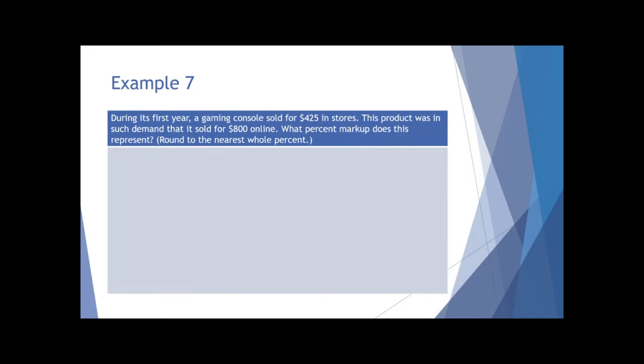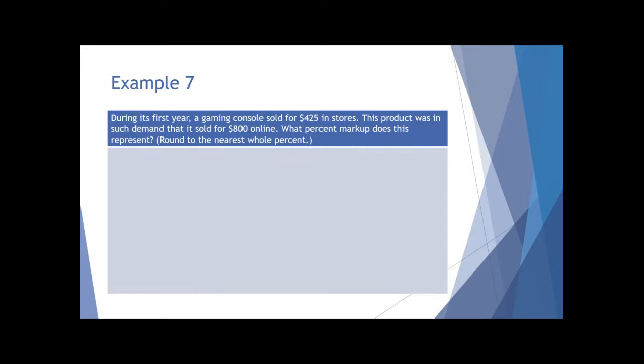Okay. And then here's another one. This time we're looking for the percent. So during its first year, a gaming console sold for $425 in stores. This product was in such demand that it sold for $800 online. What percent markup does this represent? So I'm going to show with my proportion method, and then I'll show the other method.